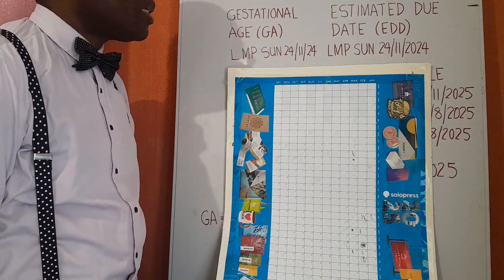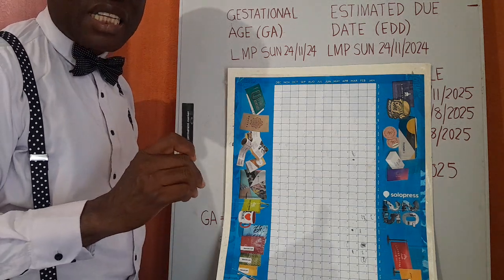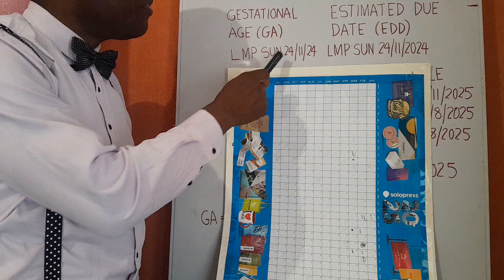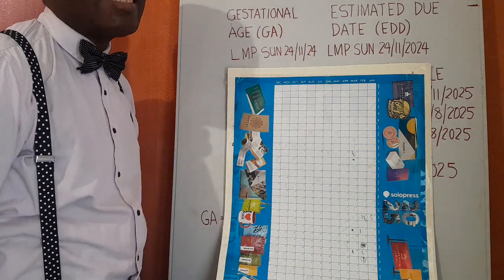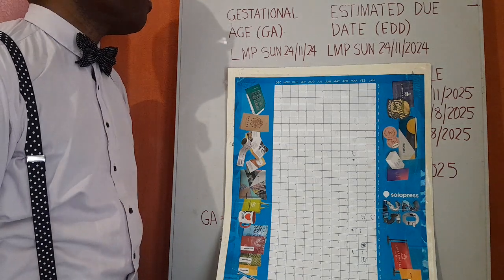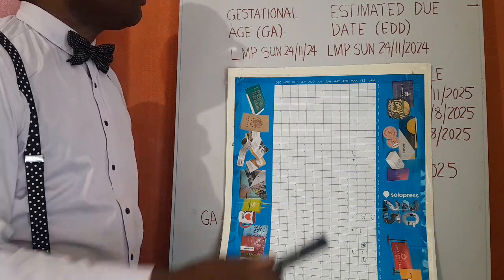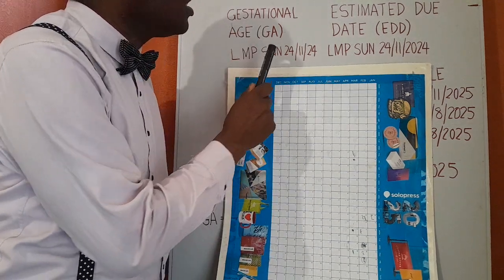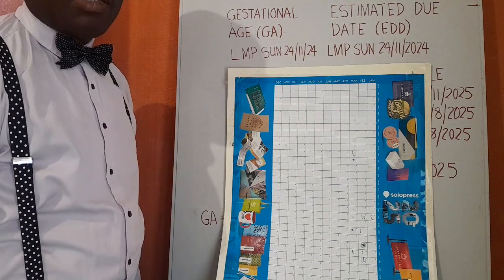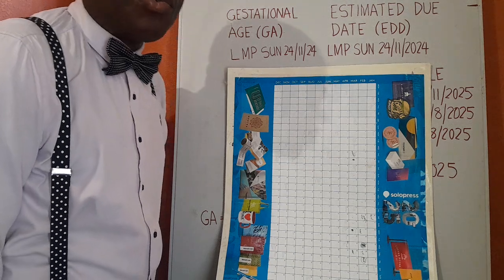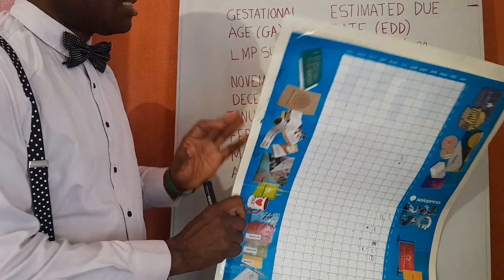The first day of her last menstrual period, that's the reference date that we normally use, the first day her last menstrual period started. That was 24th of November 2024. So we want to use it to calculate the gestational age of the baby and the estimated due date. So let's just guess what we can do. Now I'm going to uncover it so that you can see. So this is how to calculate it.